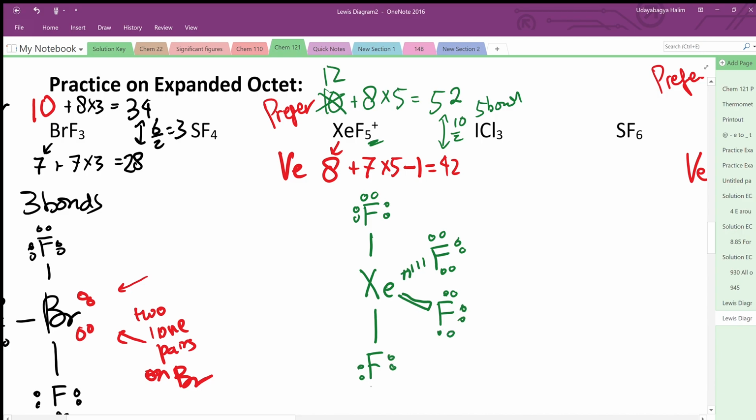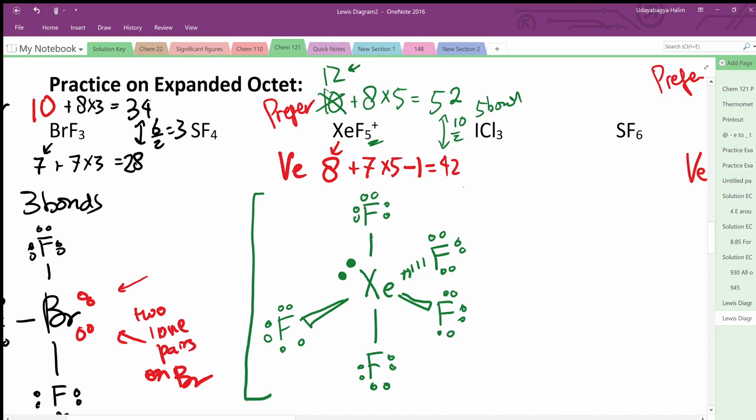Now my xenon prefers to have 12 electrons in its central atom. So far the xenon only has 8. Am I missing a bond? I am, right? There's 5 fluorines to give. So I need to give my xenon a single lone pair to complete the structure. So that's more or less correct.